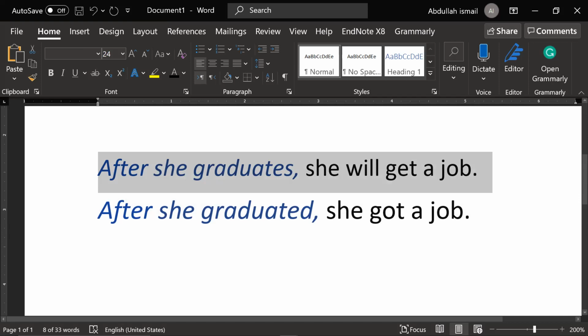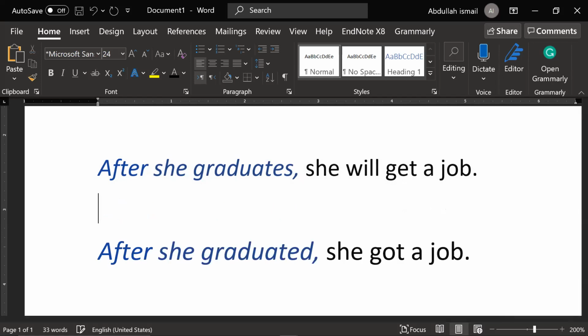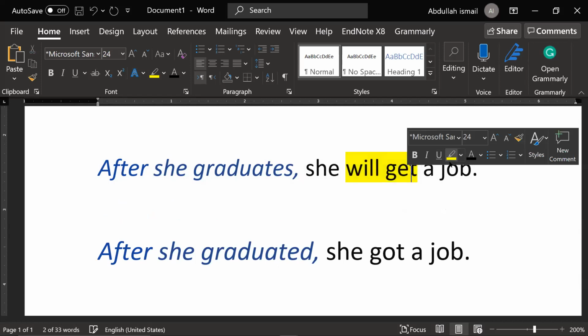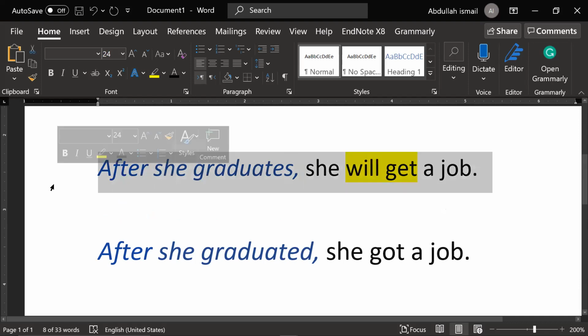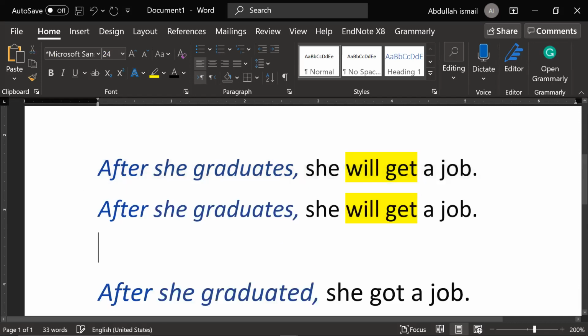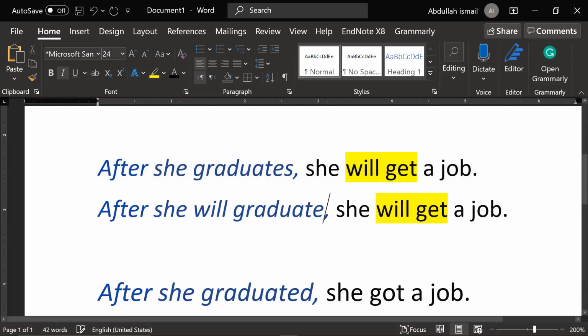تمام؟ طيب. لاحظ أن the future verb, معناته في future verb, will, and the other verb, will never or is never used in the adverb clause. بمعنى لو واحد جاء قال لي هذه الجملة: After she will graduate, she will get a job. This is a big mistake. This is wrong.